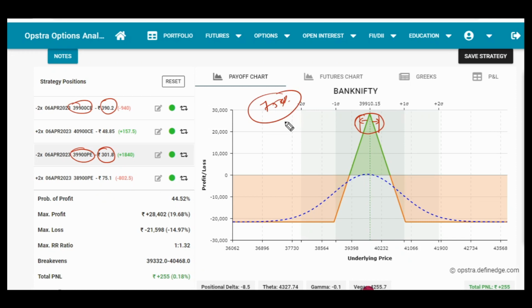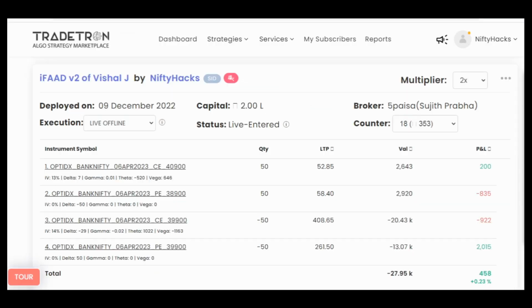Or in another way, I can say that if premiums decay by 75%, we will exit both these sold legs and we will keep only the hedges open until next expiry, next Thursday 3 p.m. At 3 p.m. we will close everything, whichever profit or loss is there, right? So this is the broader overview and broader example of this ironfly iFAAD version 2.